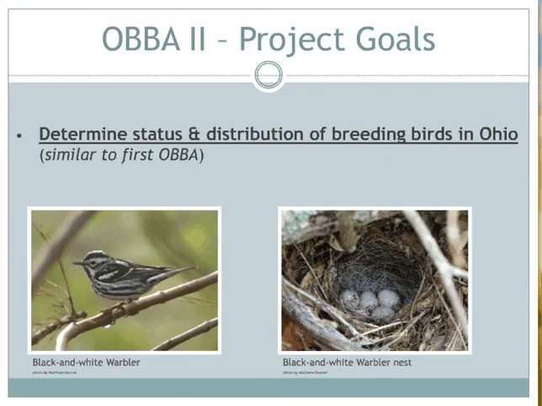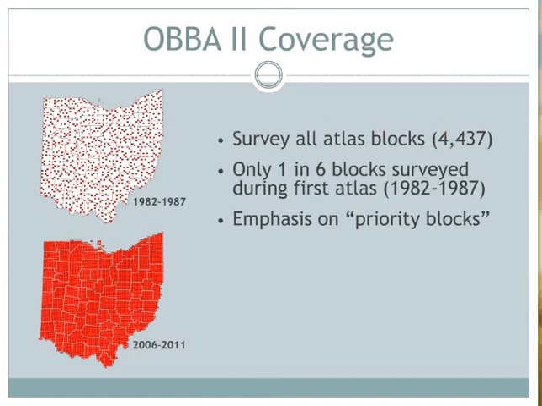So with the Atlas, we'll be determining the status and distribution of all breeding birds within Ohio, and this is similar to the first Atlas and most Breeding Bird Atlas projects. But we ramped up our effort a number of ways. First was our level of coverage. During the first Atlas, they only surveyed randomly selected 1 in 6 blocks. So we had neighboring states, New York and Pennsylvania. They were able to survey all blocks with their volunteer base. Given a similar demographic here in Ohio, we felt that we could do the same. So we bumped that up to survey all of the land area of Ohio, moving from 764 blocks to 4,437.